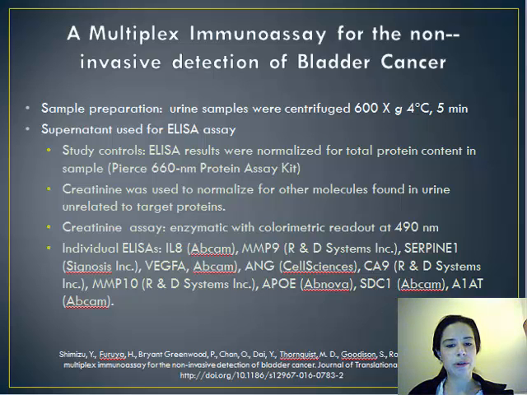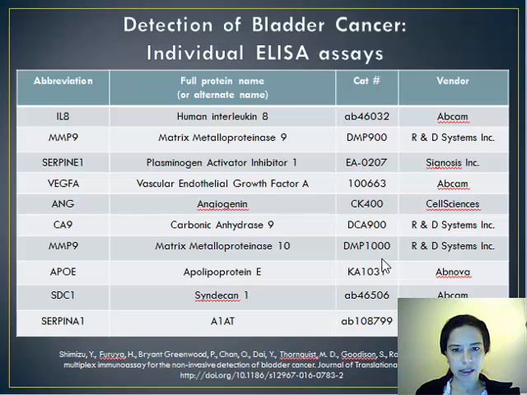Also, in order to correct for and normalize for other molecules that are not related to our 10 targets, creatinine was used as a normalization factor. And there's another commercial assay available for that, an enzymatic assay, and you can read it with a color change readout at a specific wavelength. So here are our individual antibodies, the targets that were part of our custom kit.